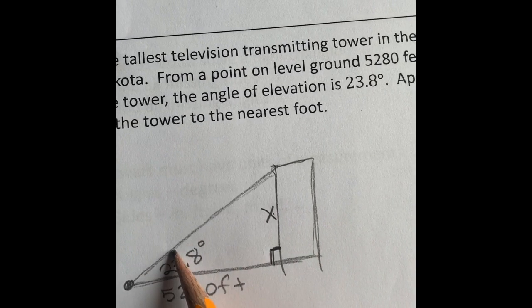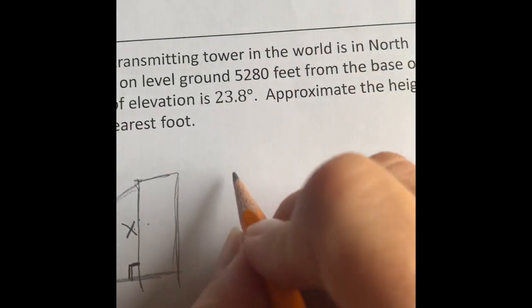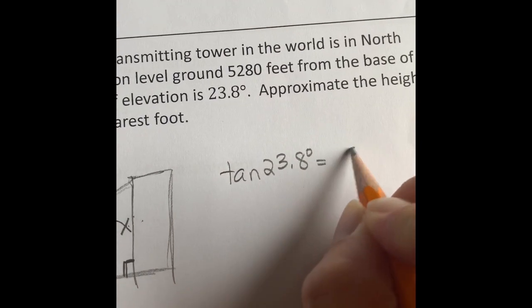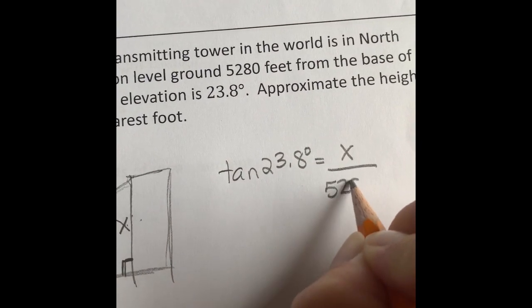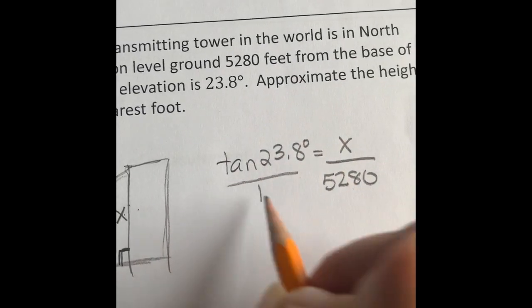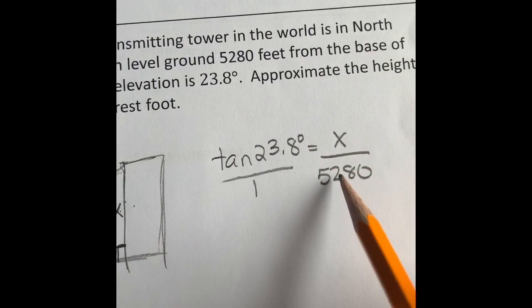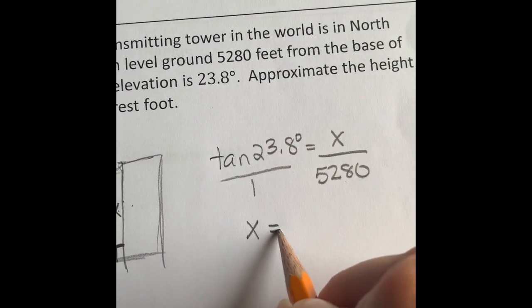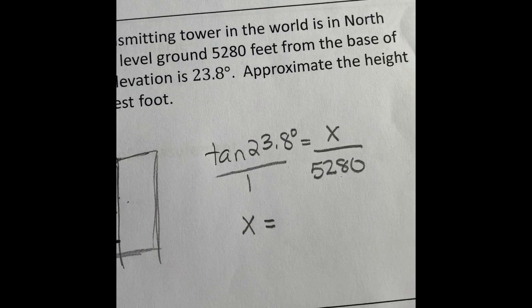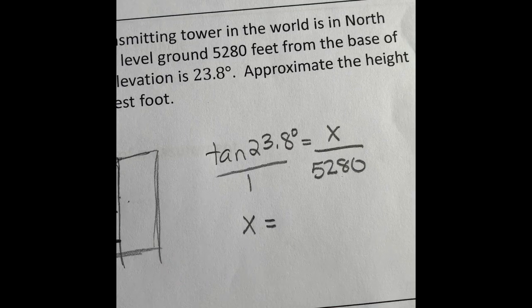So this angle, opposite, adjacent. Opposite over adjacent is tangent. So the tangent of your angle is equal to opposite over adjacent. So again, think of this as a proportion, so we can just cross multiply. So 1 times x is x. And then in your calculator, put 5,280 times, hit the tangent button, put 23.8 in the parenthesis.